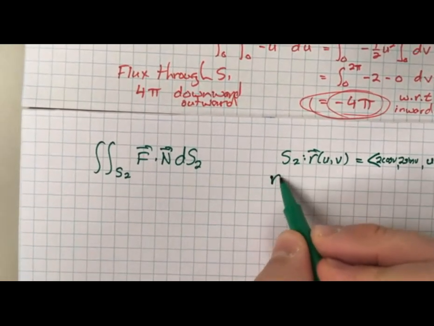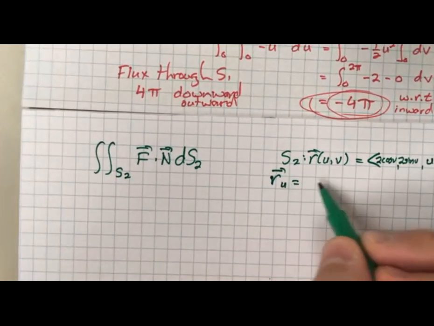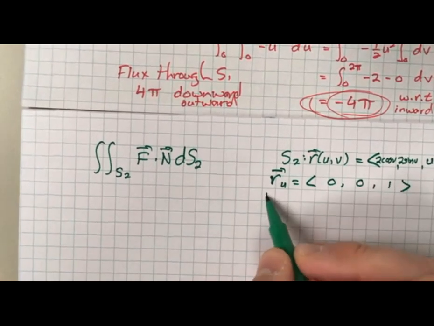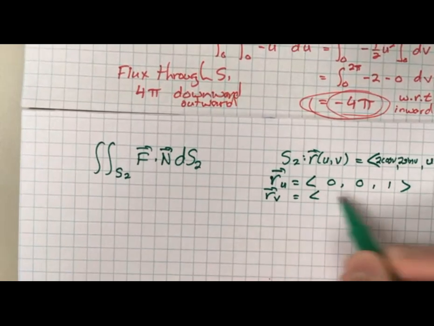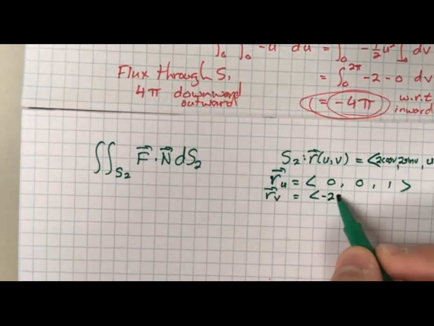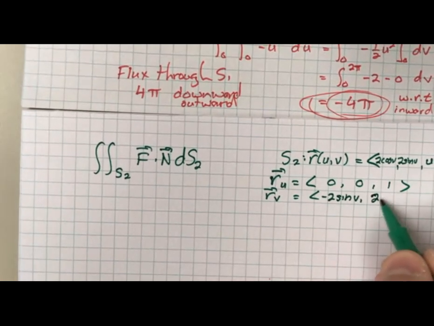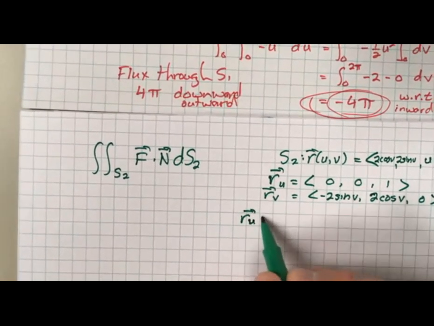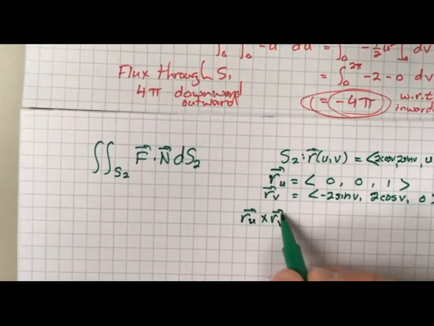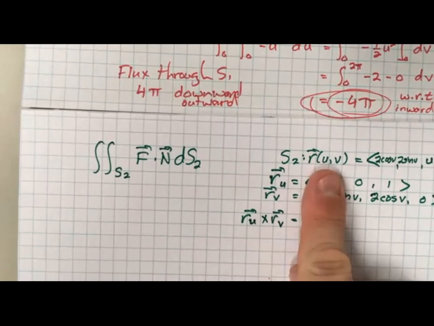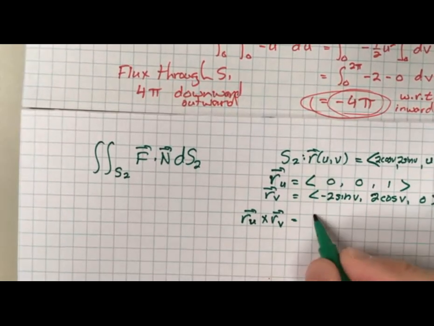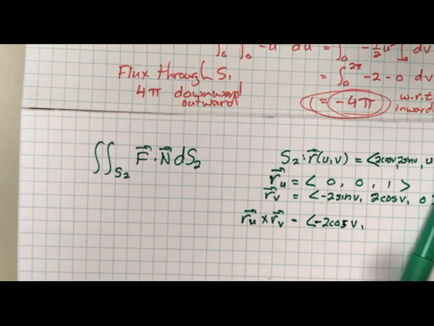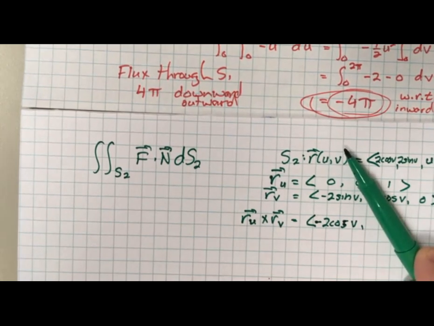Let's see how this calculates. Let's use the r sub u notation for partial r partial u. So derivative with respect to u is 0, 0, 1. Derivative with respect to v is minus 2 sine v, 2 cos v, and 0. The cross product of these two is 2 cos v negative, and I block out the middle slot, 2 sine v negative.